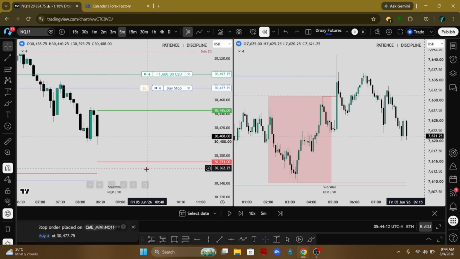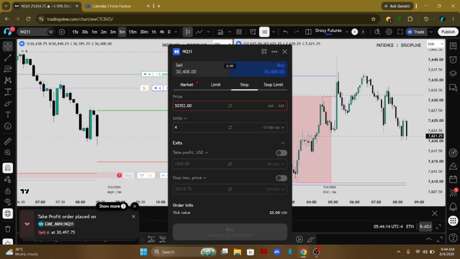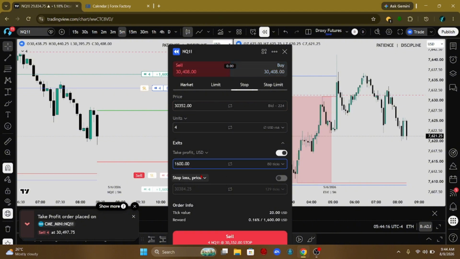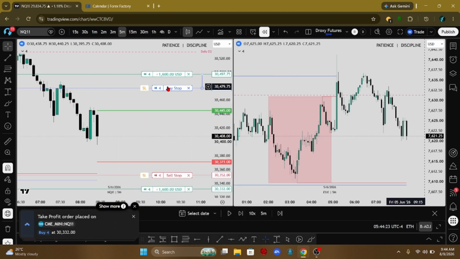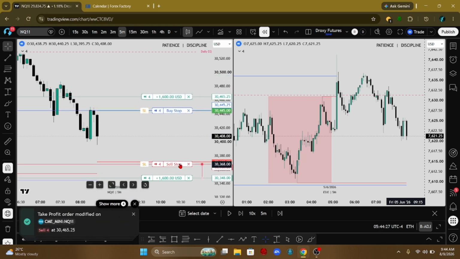So I go for the buy stops here. I come here, I add an order, I go for sell, take profits, the same thing, the same values. I go for what, I sell something. This is my sell stops. I click here, I drag this thing here.